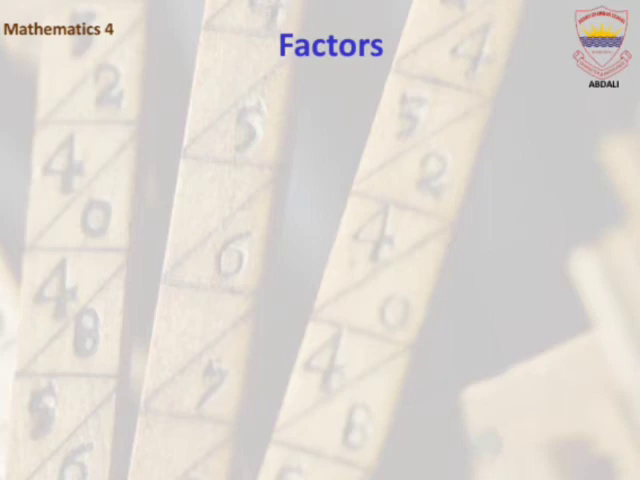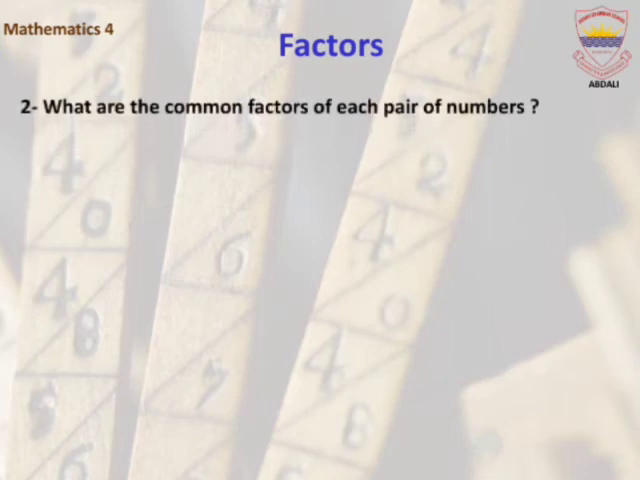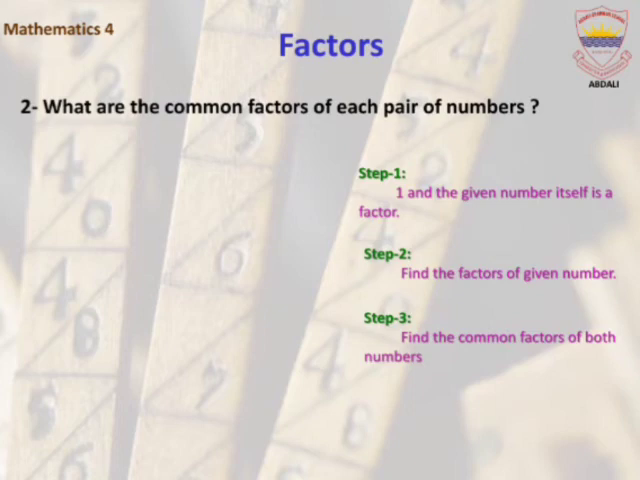Now students, let's solve question number 2. What are the common factors of each pair of numbers? We follow these 3 steps. Step 1: 1 and the given number itself are factors. Step 2: find the factors of the given numbers. Step 3: find the common factors of both numbers.